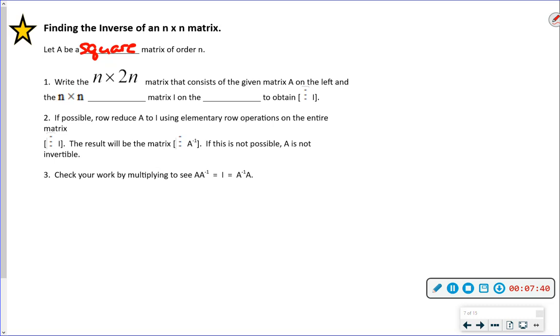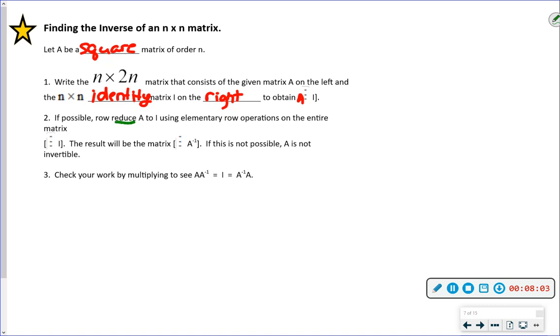So write the n by 2n matrix that consists of the matrix A on the left and the n by n identity matrix on the right. And that gives you the first matrix and the identity. You'll see this, I'll do this in a second. I'll set it up for you. Now here's where it gets fun.